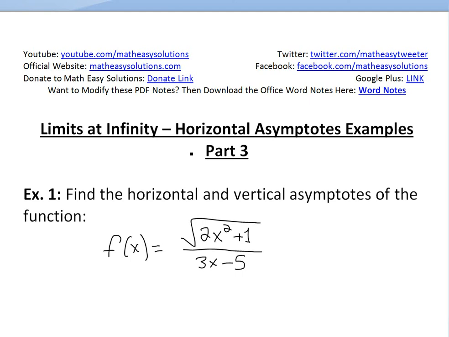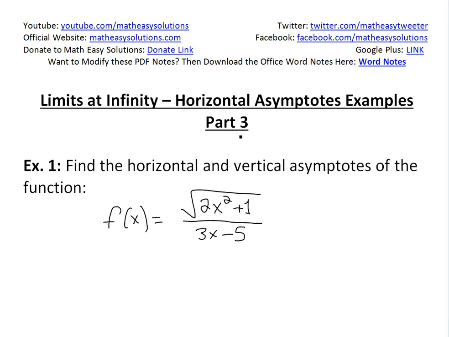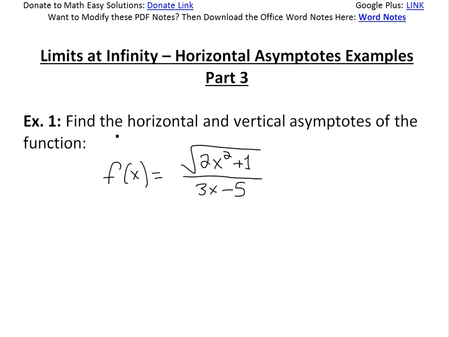Today we're going to discuss limits at infinity and look at horizontal asymptotes. More on examples, but now look at part 3 of this example series. You can see all those videos that I did before in the video links below in the description. Well, let's go over this example.